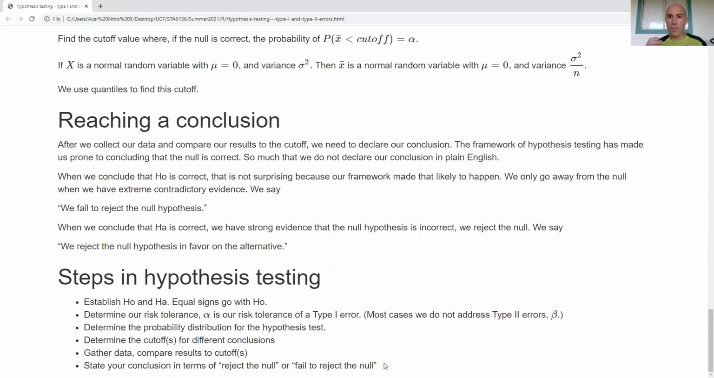All right, so risk avoidance of a type 1 error really is the driving factor for hypothesis testing.